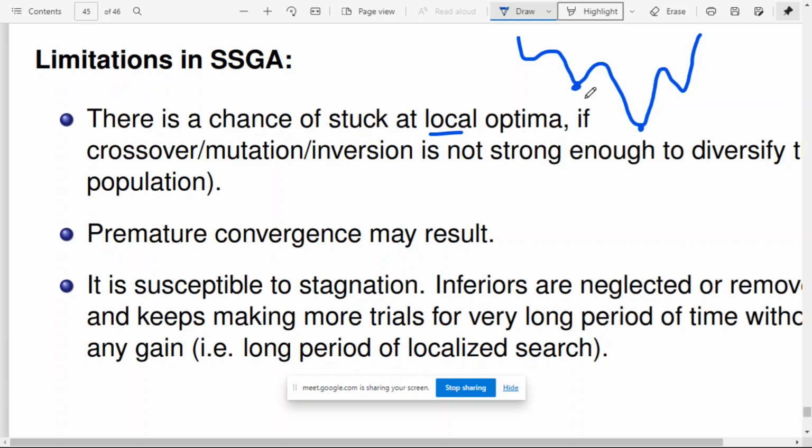So in SSG also there are chances that the algorithm may get stuck in local minima if crossover, mutation and inversion is not strong enough to diversify the population. Premature convergence may result. Premature convergence means local optima. Local optima is nothing but a premature convergence. It means that the user assumes that this is a better solution, but actually there is another solution which is better than this, which the user is unaware of.